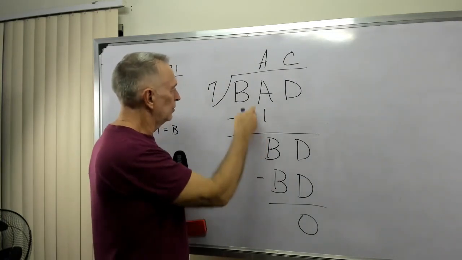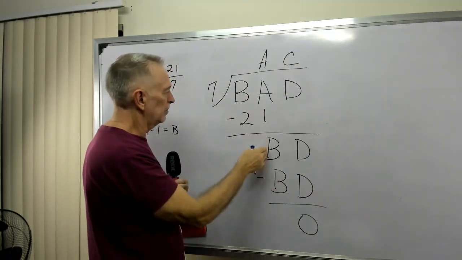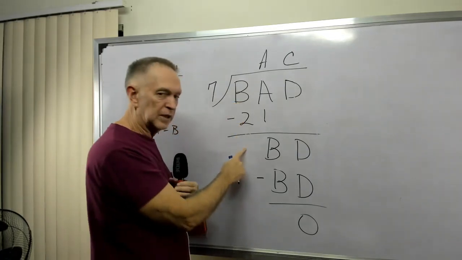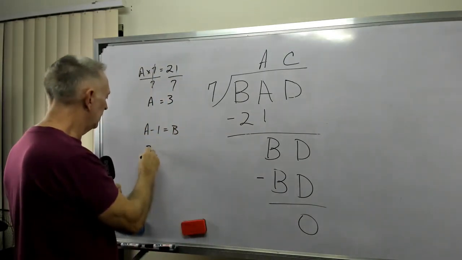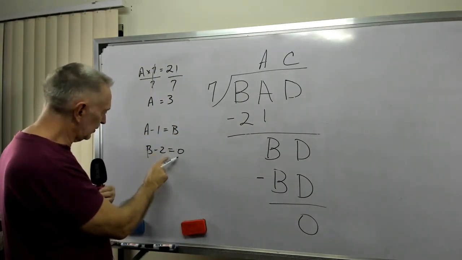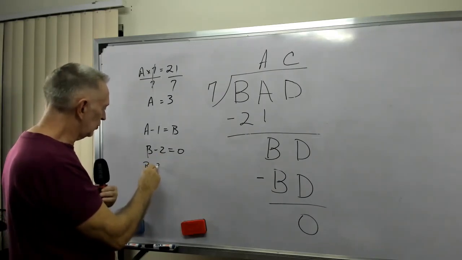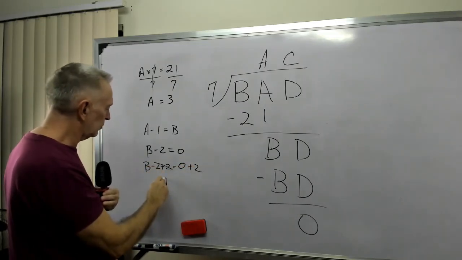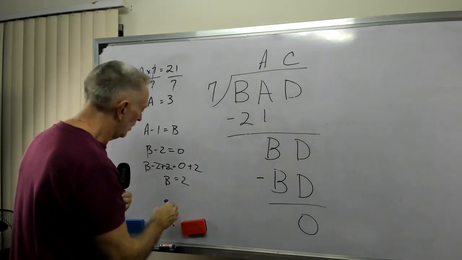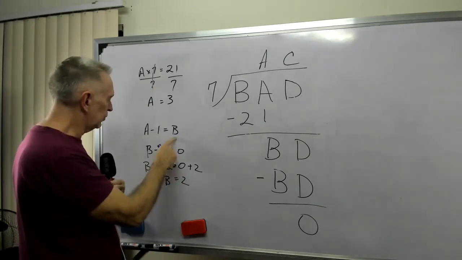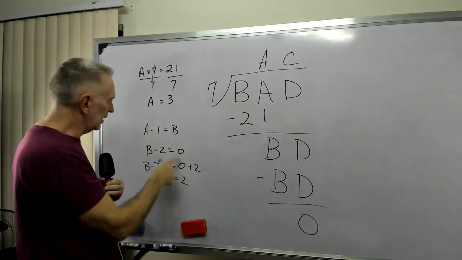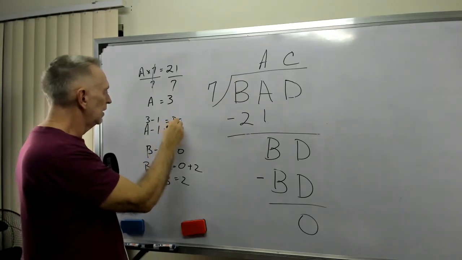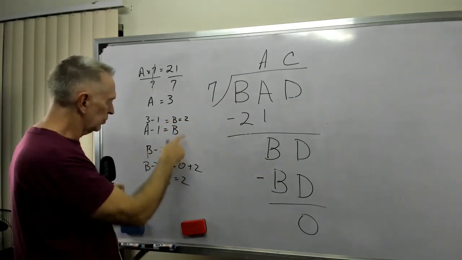Then what would I do? Well, I would put that number here, B, and then I would look over at this number. B minus 2 is 0. B minus 2 equals 0. Well, if that's the case, B minus 2 plus 2 equals 0 plus 2. These 2's cancel. B equals 2. Well, if B equals 2, we can confirm that since A was 3, 3 minus 1 equals B, and that does in fact equal 2. So this is working out.